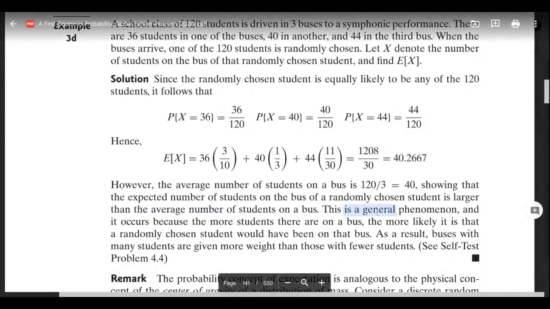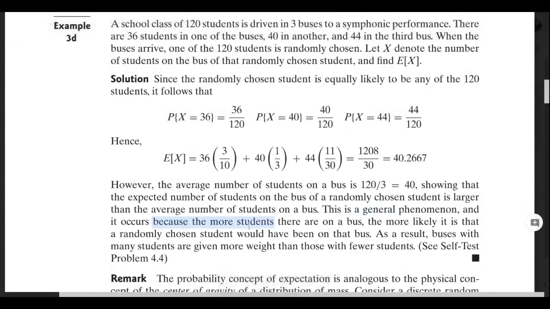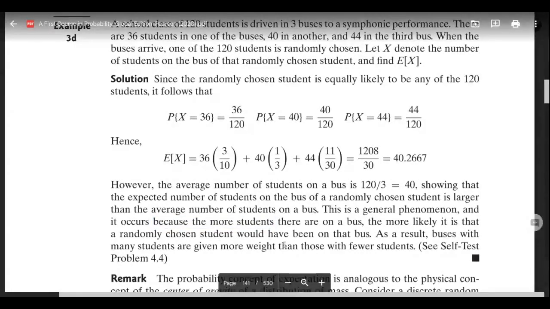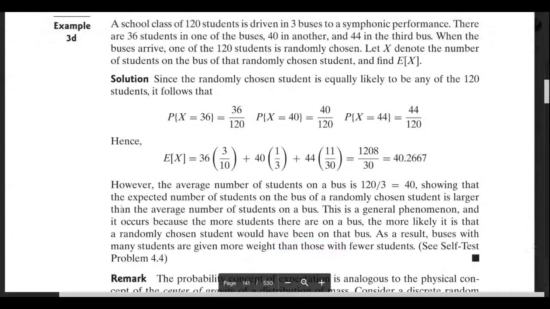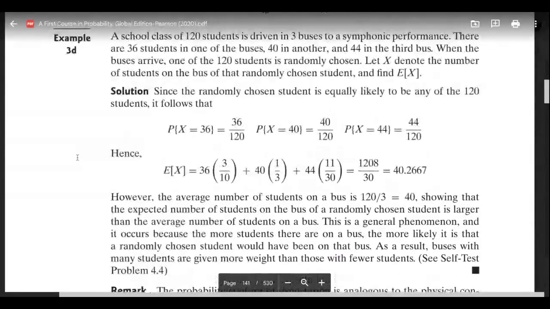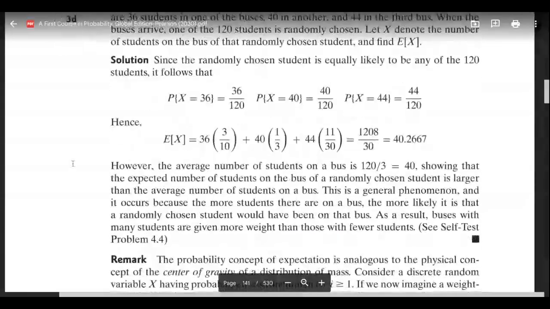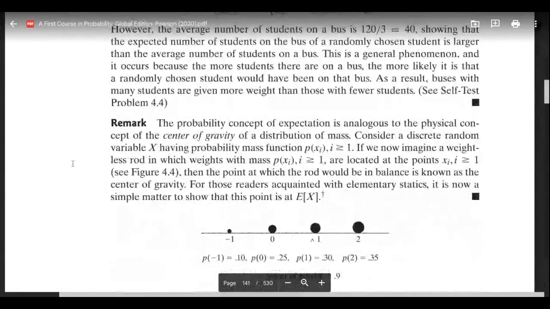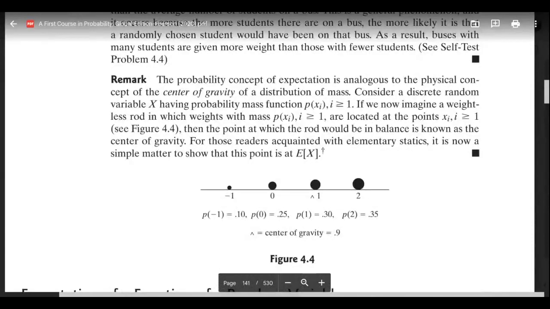This is a general phenomenon, and it occurs because the more students there are on the bus, the more likely it is that a randomly chosen student would have been on that bus. As a result, buses with many students are given more weight than those with fewer students. This just shows one of these phenomena of calculating expected values. Remark: you read the remark. We're talking about the center of gravity.